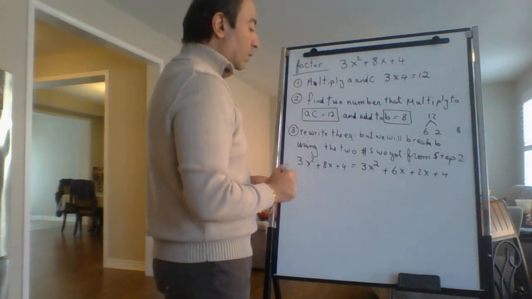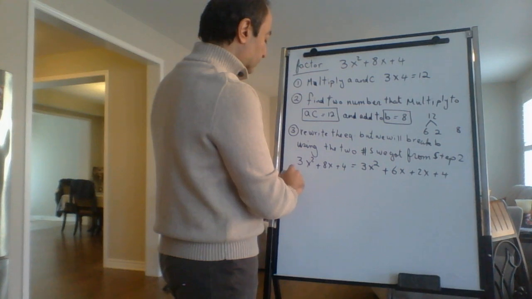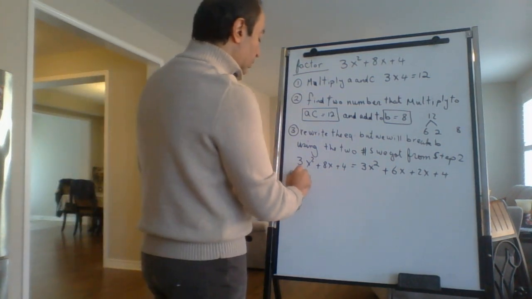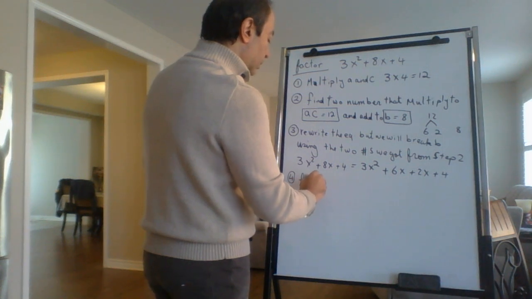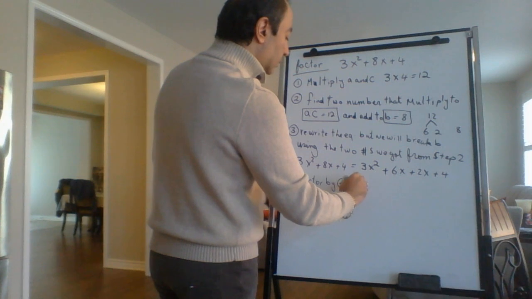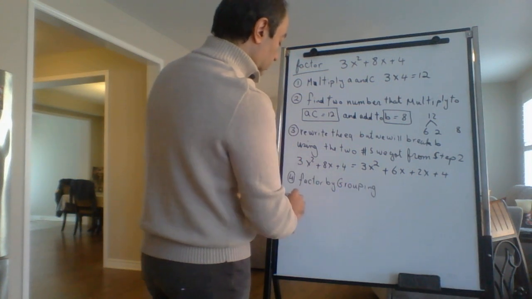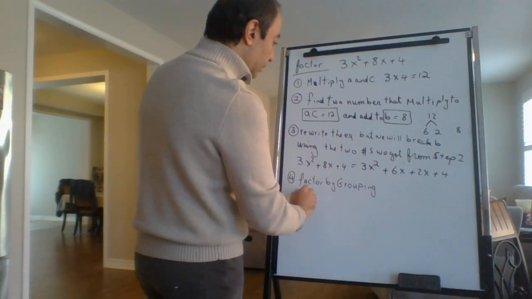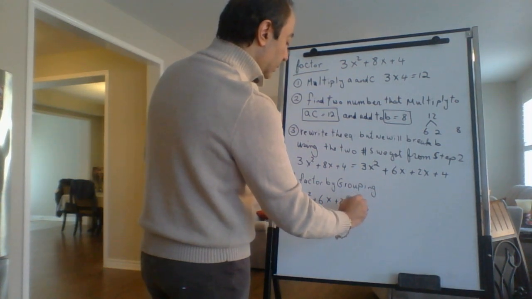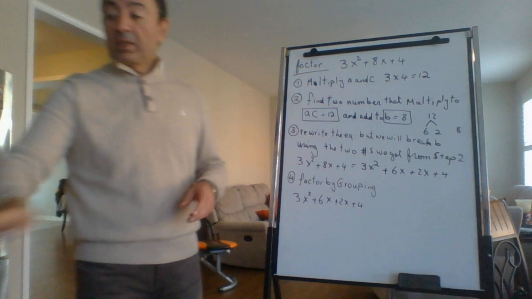Okay, so now after this, we are going to factor by grouping. So the step here is factor by grouping. So I have 3x squared plus 6x plus 2x plus 4, and I'm going to factor this by grouping.